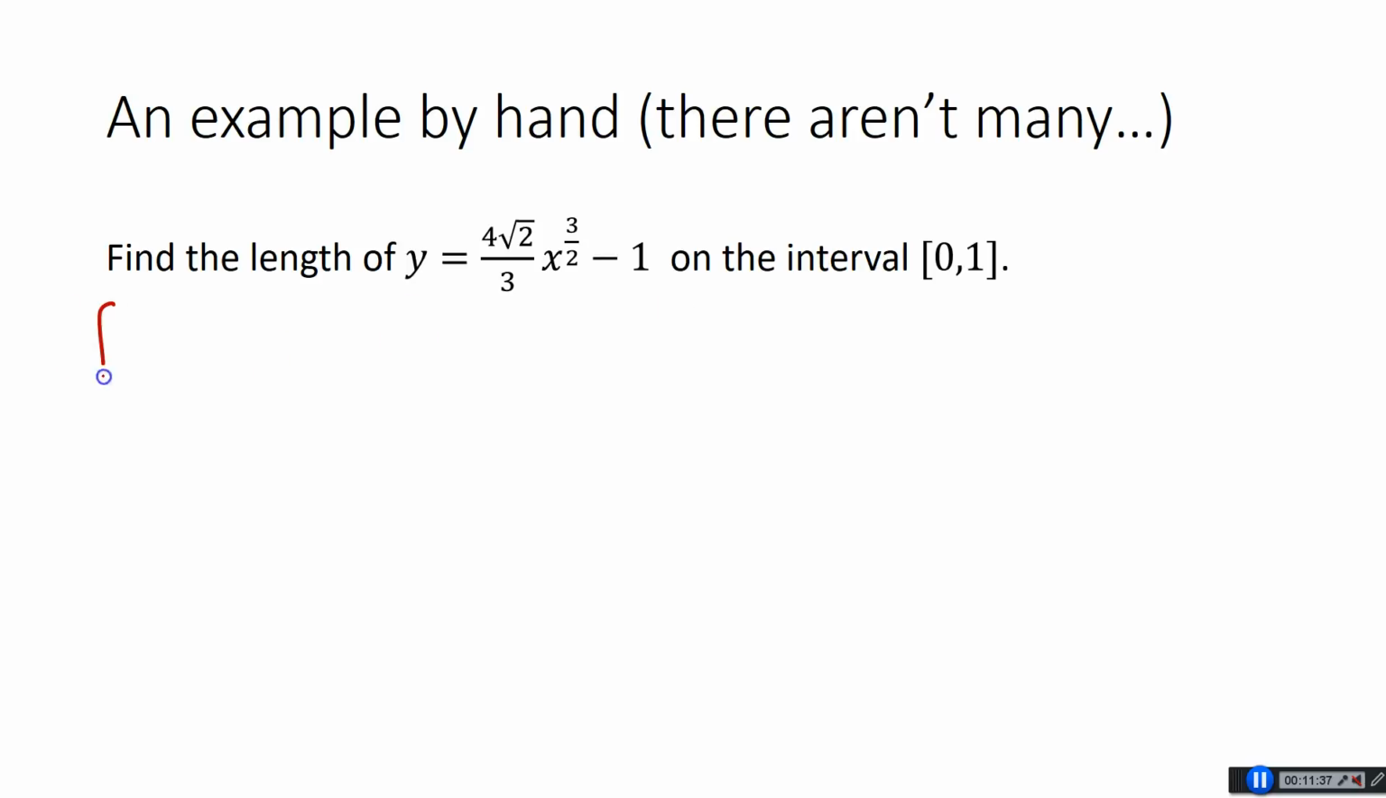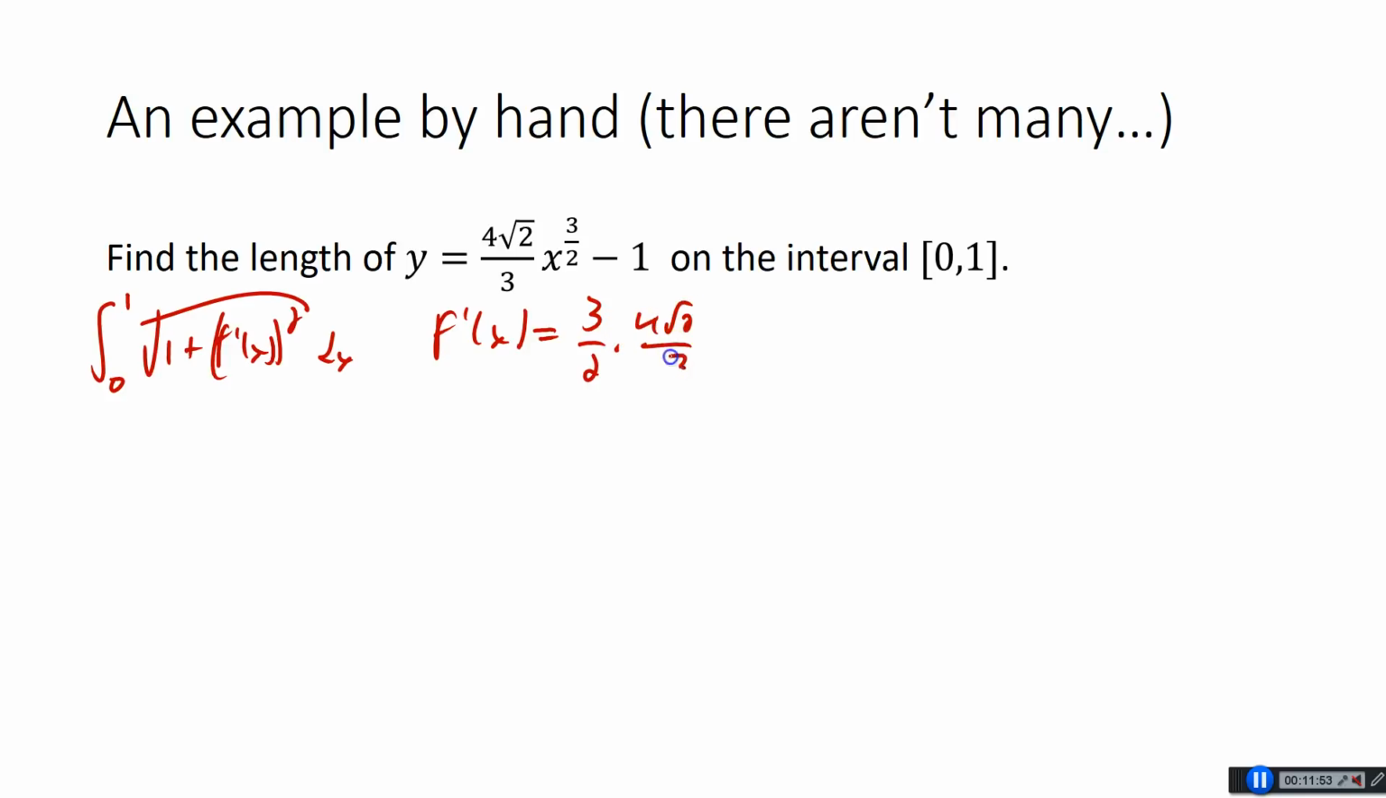So it should be the integral from 0 to 1, square root of 1 plus f prime of x squared dx. So let's find f prime of x. Here, the 3 halves is going to come to the front. So 3 halves times 4 root 2 over 3.